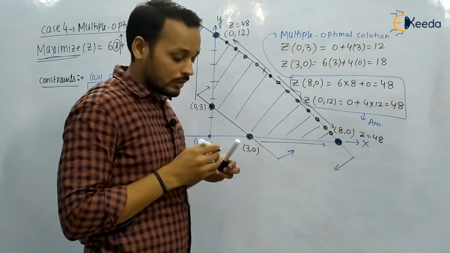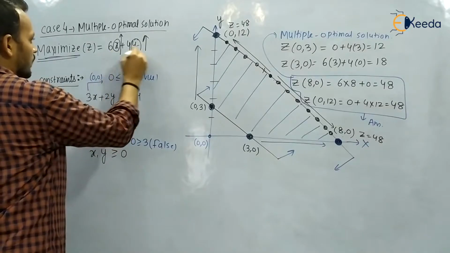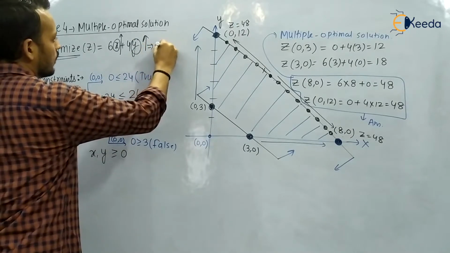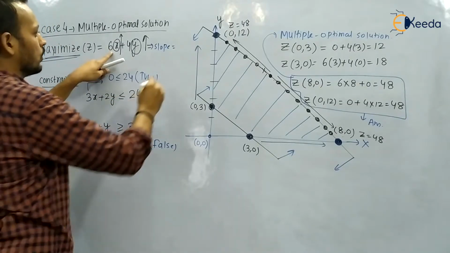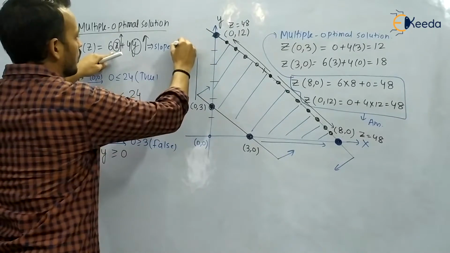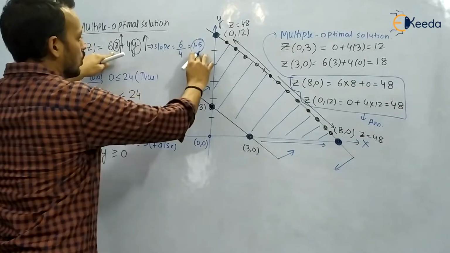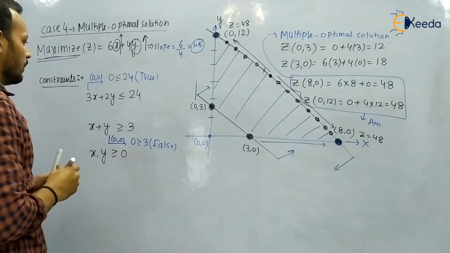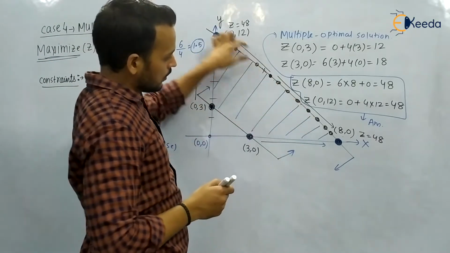So why did we get it? We will see here. If you write the slope of the objective function, the slope is the coefficient of x upon the coefficient of y. It is the coefficient of x, 6, by 4. So it is going to be 1.5. So the slope of the objective function is 1.5, and then the slope of the constraint where the solution is the same.